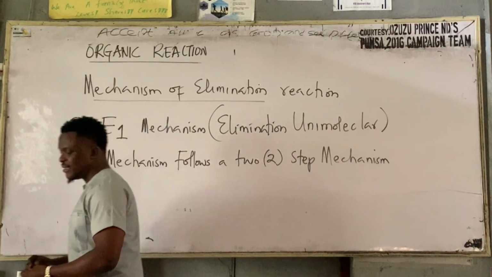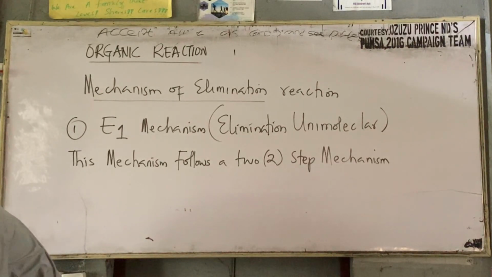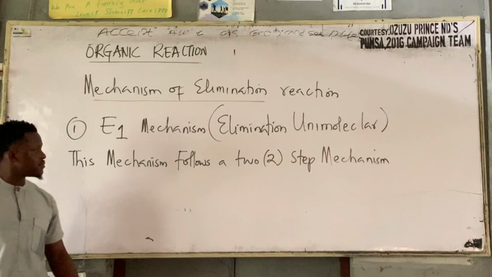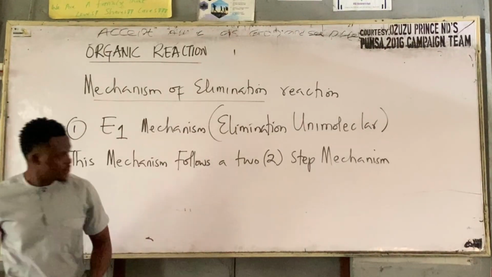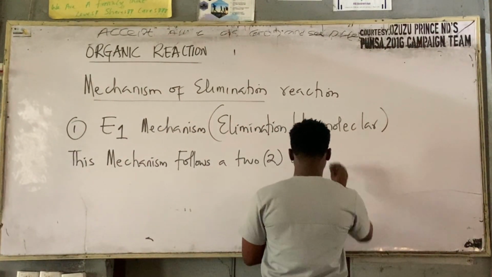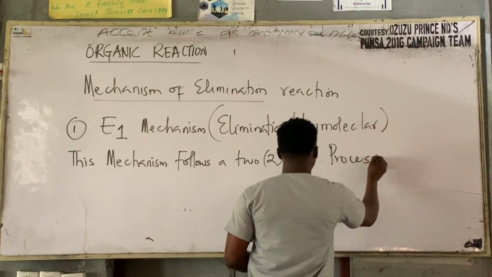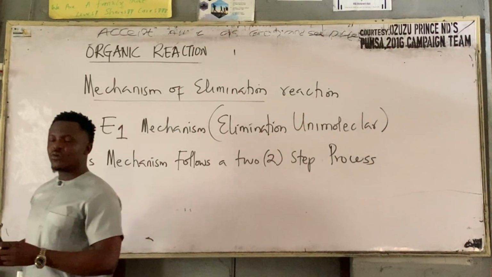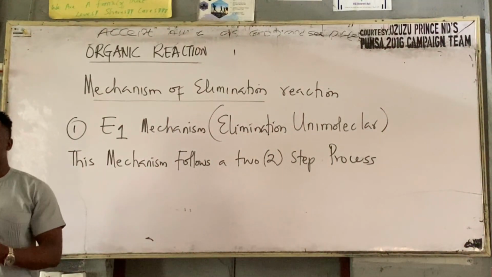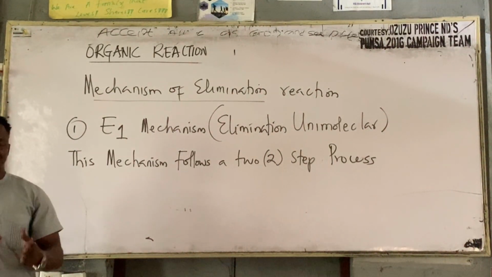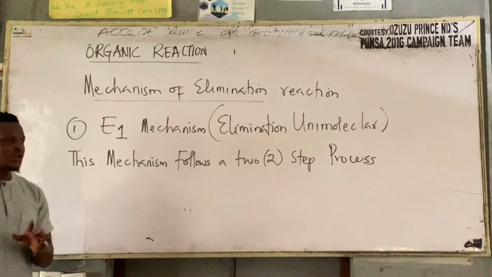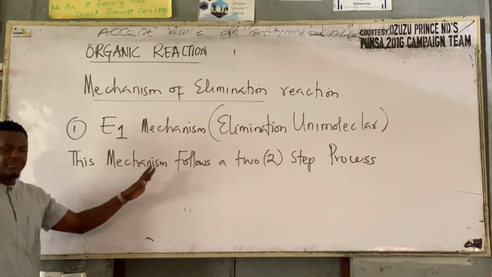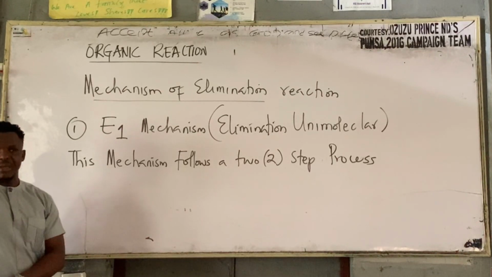Now, the E1 mechanism follows a two-step process. A mechanism is the step-by-step process in which the reaction starts from the reactant and gets to the product. So the initial reaction can either follow the E1 mechanism or follow the E2 mechanism.